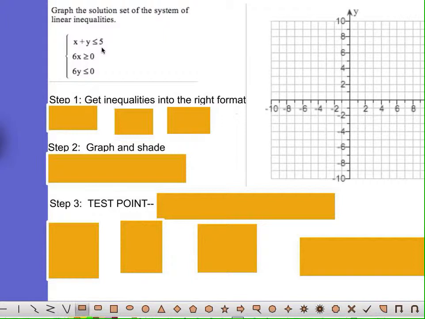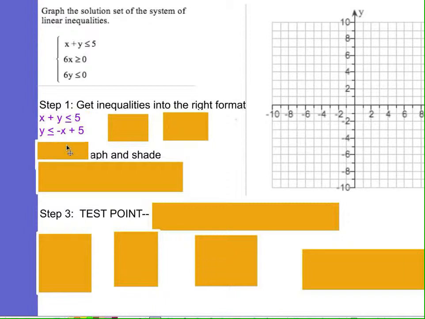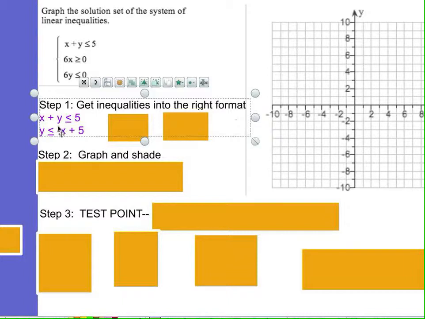In the first inequality, we have to get y by itself. That means moving the x over. When we move the x over, it becomes a -x. So we get y is less than or equal to -x plus 5.